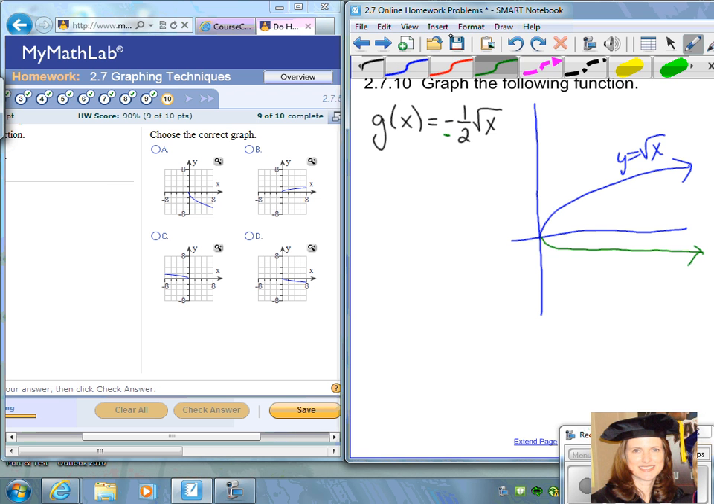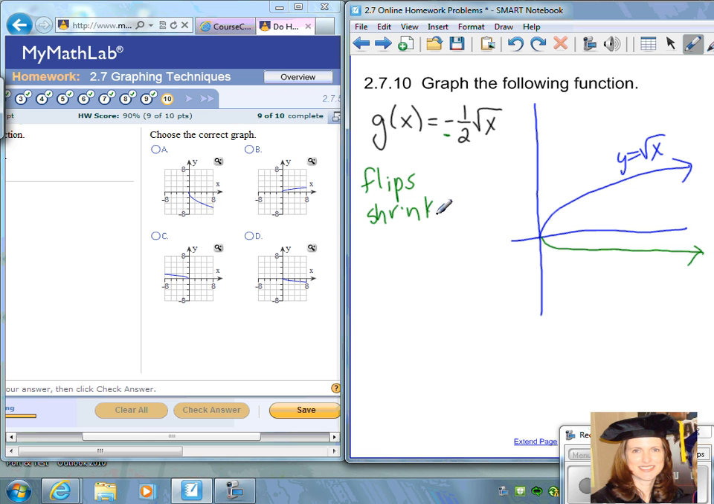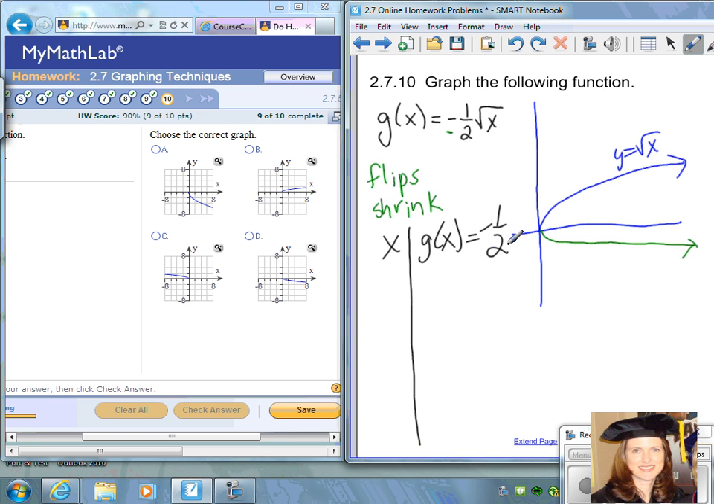We can sketch a few points. The negative flips it across the x-axis, and the 1/2 shrinks it vertically. You can make a table of values, x and g of x, which is that -1/2 times the square root of x. Let's plug in some values, like for example 0. Plug in 0, square root of 0 is 0. 0 times -1/2 is 0.